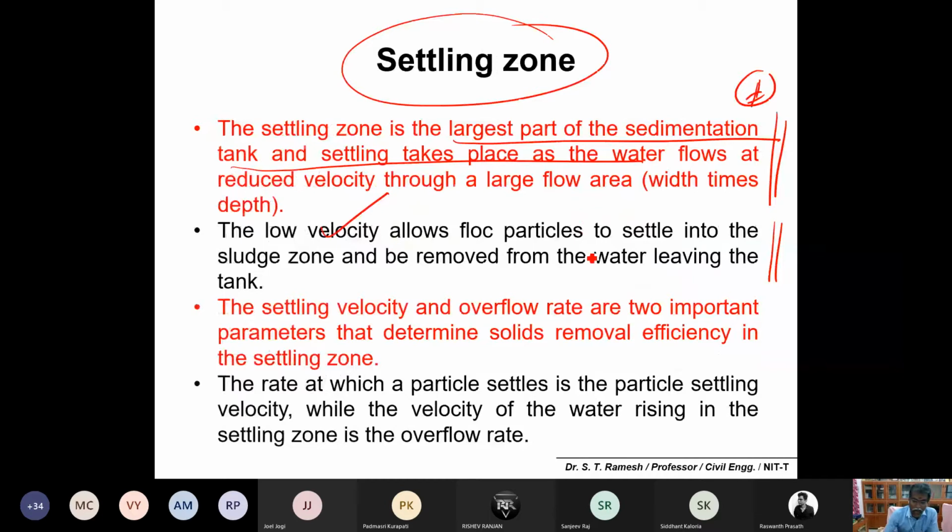Second point, low velocity allows the particle to settle into a sludge zone and be removed from the water, leaving the tank. Here, two factors are important. Number one, settling velocity. Number two, your overflow rate. Please make a note of this. Settling velocity, if it is higher or lower, will also affect your plant settling performance. And overflow rate we have also discussed in so many cases.